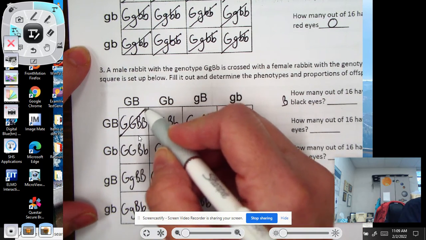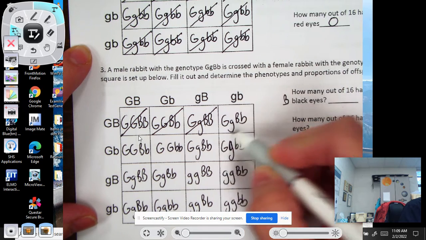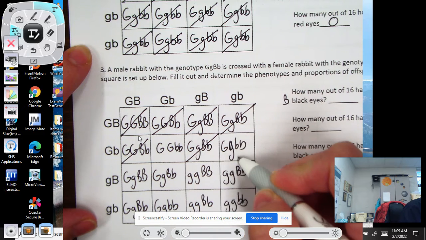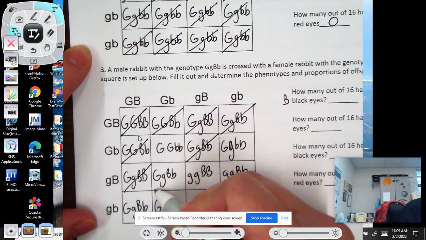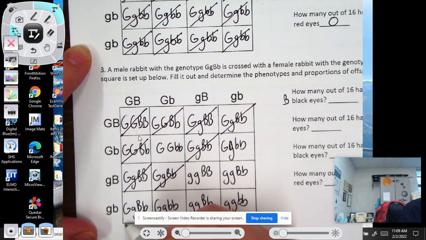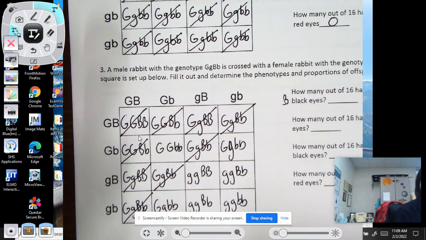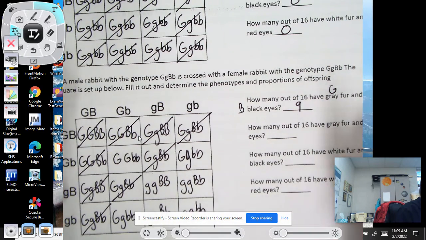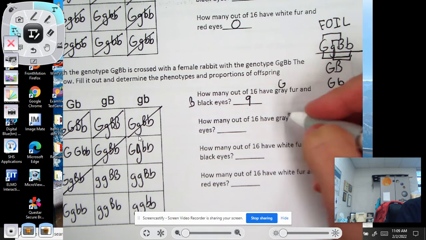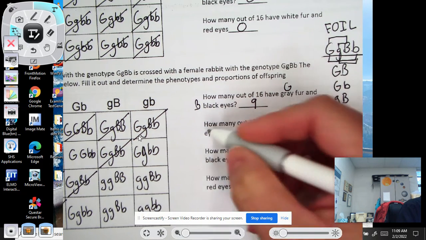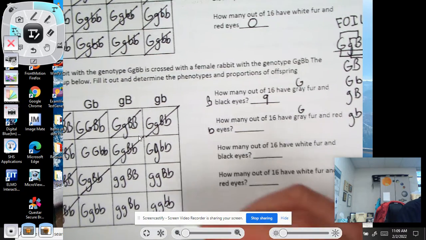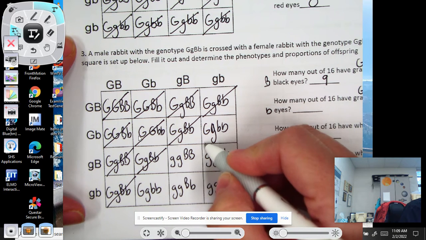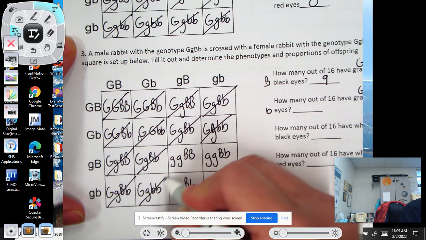So we've got 1, 2, 3, 4, 5, 6, 7, 8, 9. Okay. There's 9 of them. I'm going to put a 9 right here. Okay. How many have the gray fur, capital G, and red eyes, so little b's? Go back here. We've got 1, 2, 3.